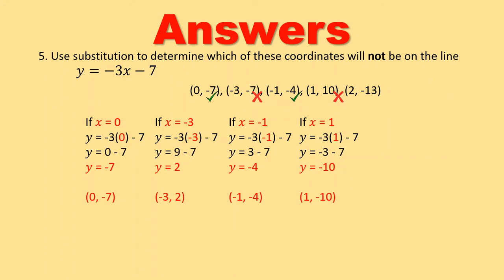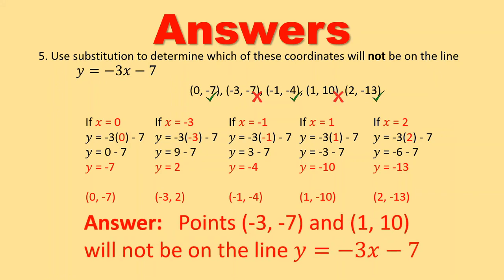Finally, if x is equal to 2, y will be equal to negative 3 times 2 minus 7. That's negative 6 minus 7, which is negative 13. So the point 2, comma, negative 13 is on the line. Just to make our answer really clear, the points that are not on the line are negative 3, negative 7, and 1, positive 10.